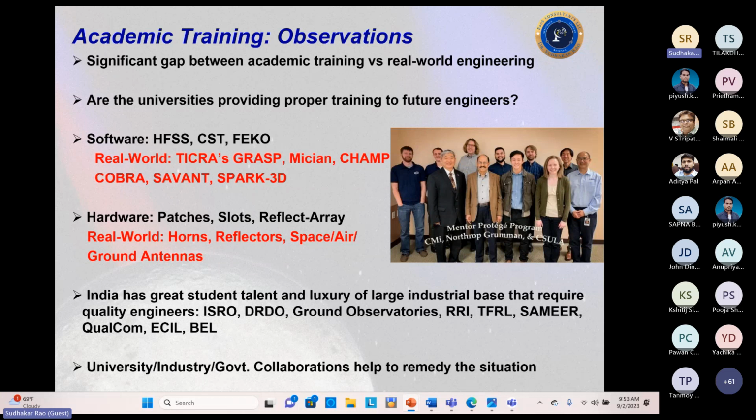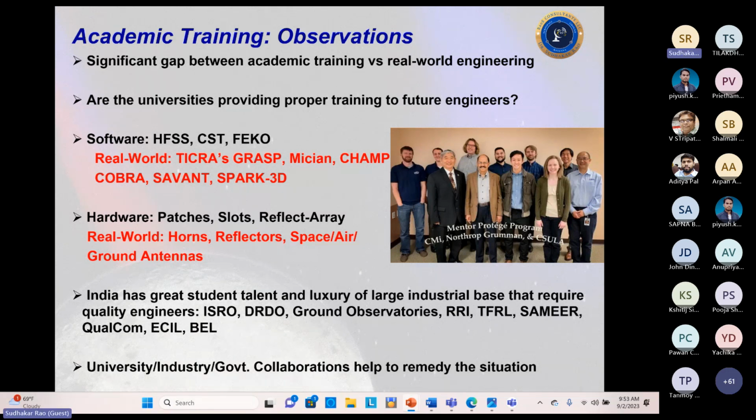And for hardware, typically people do patches, slots, and reflect arrays, which are hardly used in space. So the real world is horns and reflectors, for space, air, or ground applications.